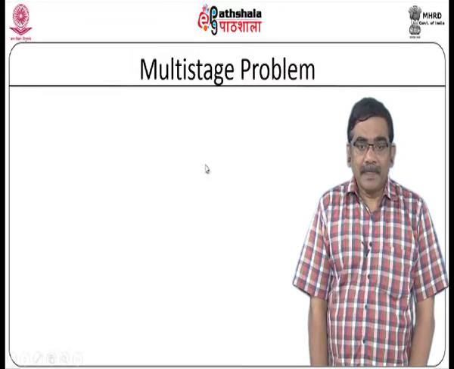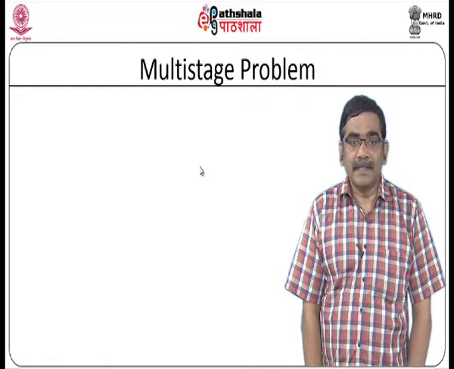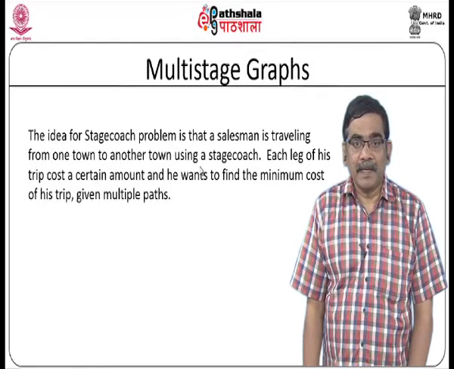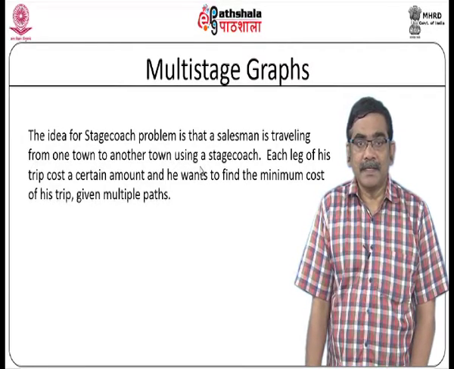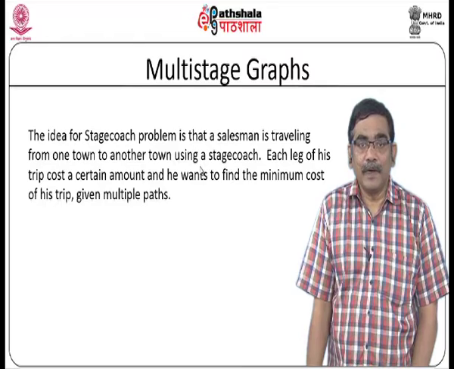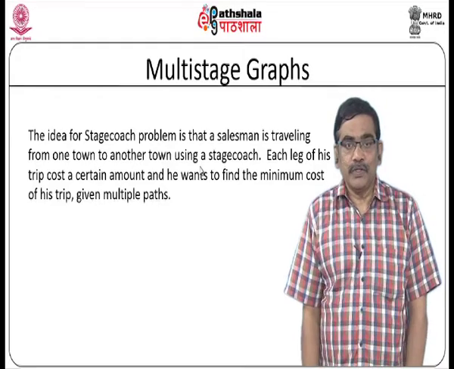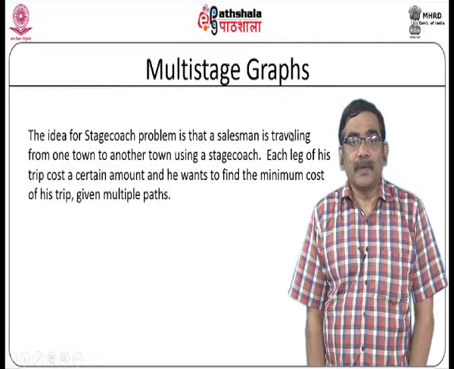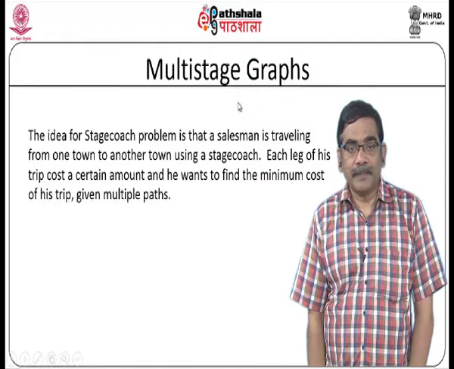The related problem is called the multi-stage problem. This is also called the stage coach problem. This is a very popular problem in computer science. The idea of the stage coach problem is that the salesman is traveling from one town to another town using a stage coach. He has to reach the destination. So, the aim is to find the shortest path from source to destination using all the intermediate cities.